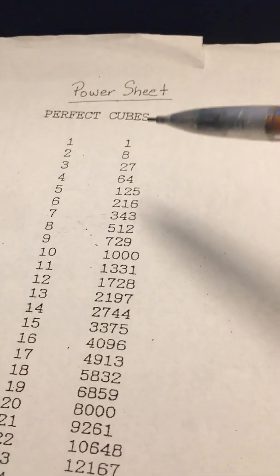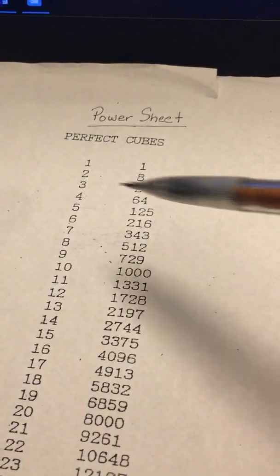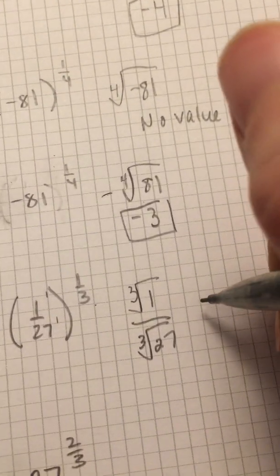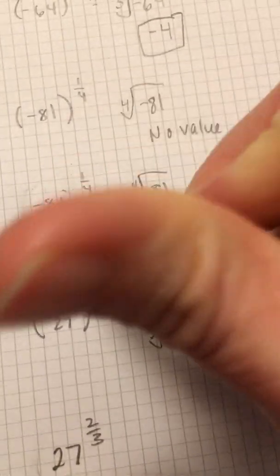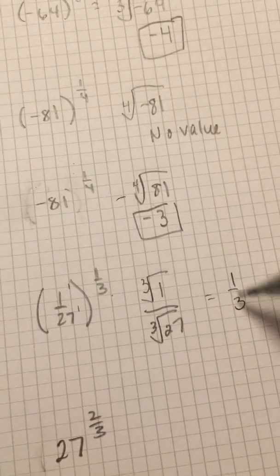Go to my perfect cubes. Cube root of 1 is 1, cube root of 27 is 3. This becomes 1/3. What power do I have to raise it to? 1, and 1 to the first and 3 to the first stay the way they are.